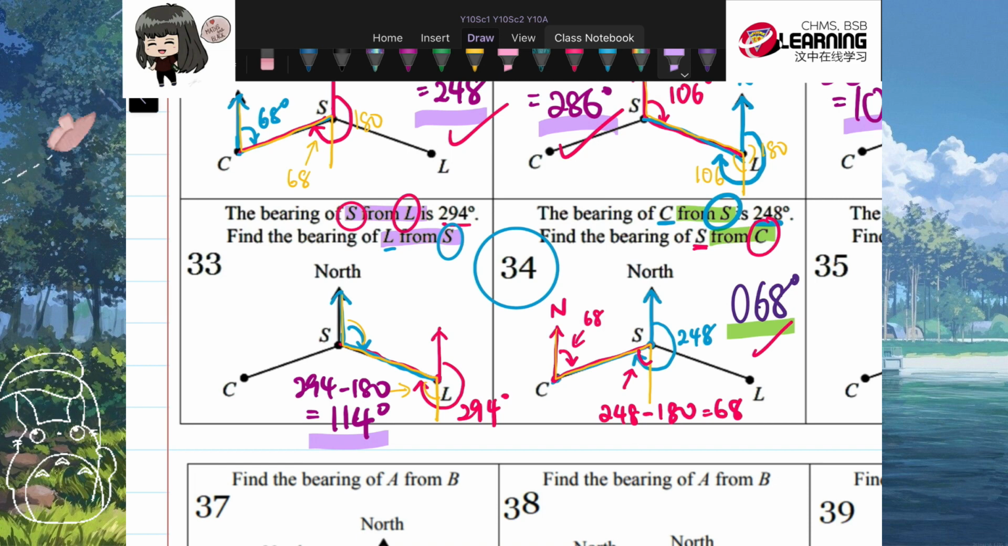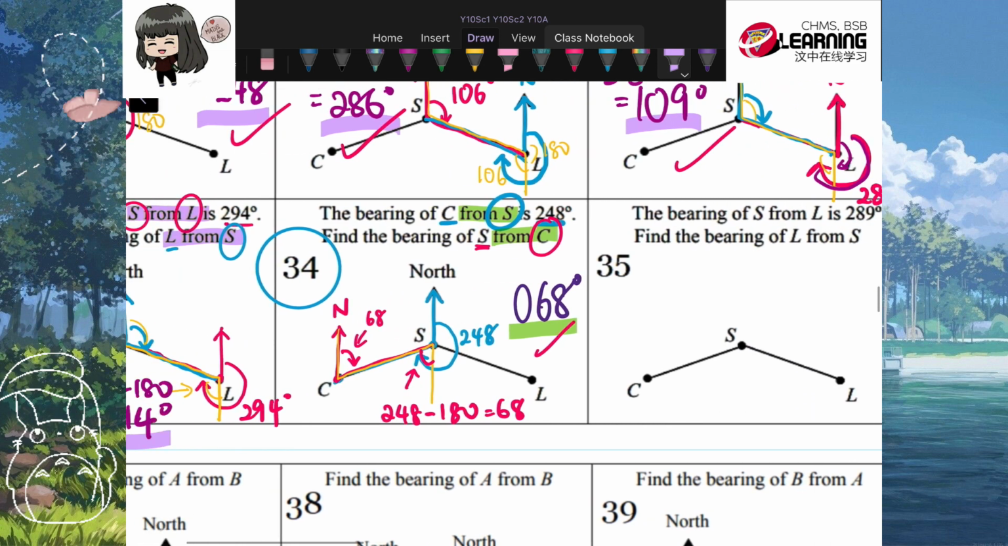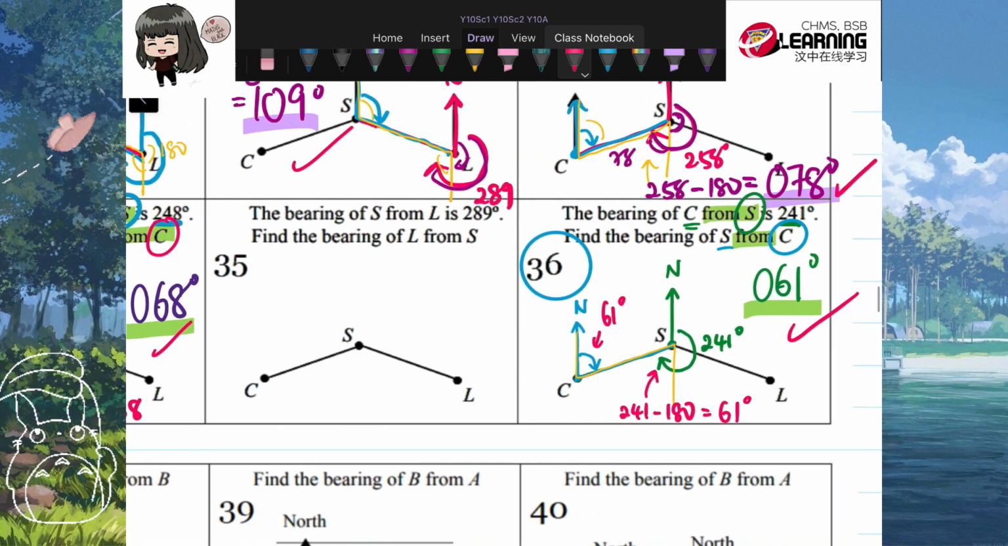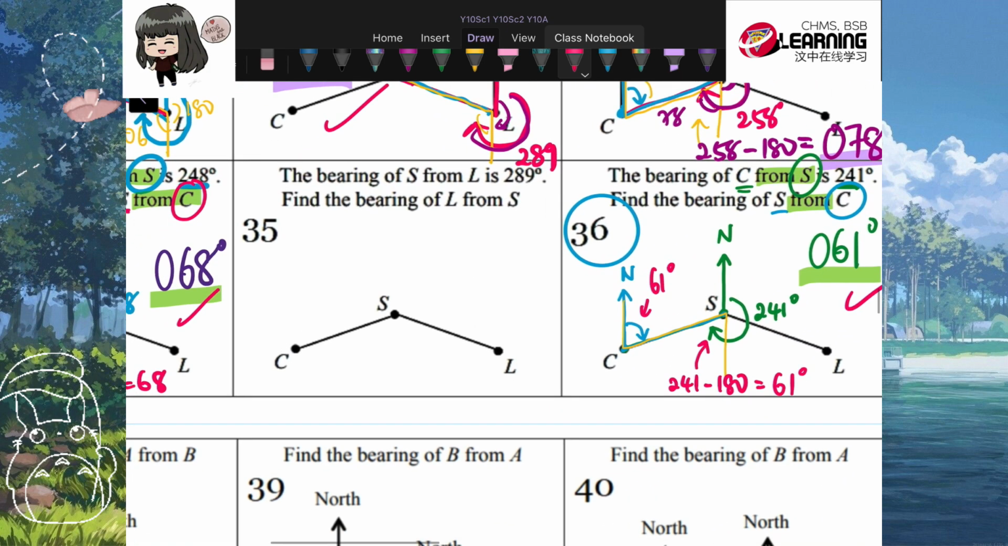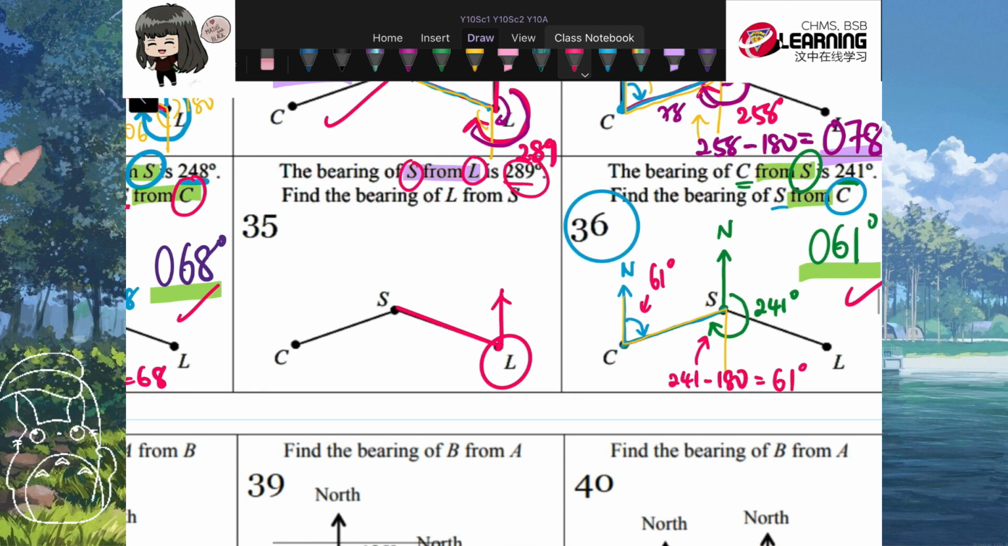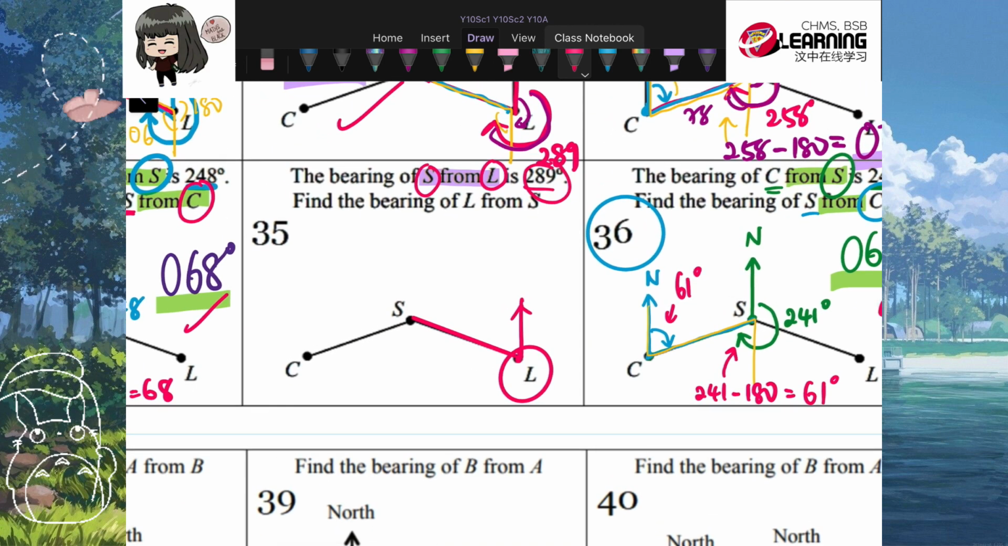Okay, easy. Okay, let's go to 35. Don't forget to tick also 114 just now, if correct, and the 078 just now, okay? Then question 35. S from L. Okay, you go to L from a north, and then connecting line is SL and 289. This is 289. Okay. Oh, this is 289. This is also 289. Okay. So from L, here is 289.